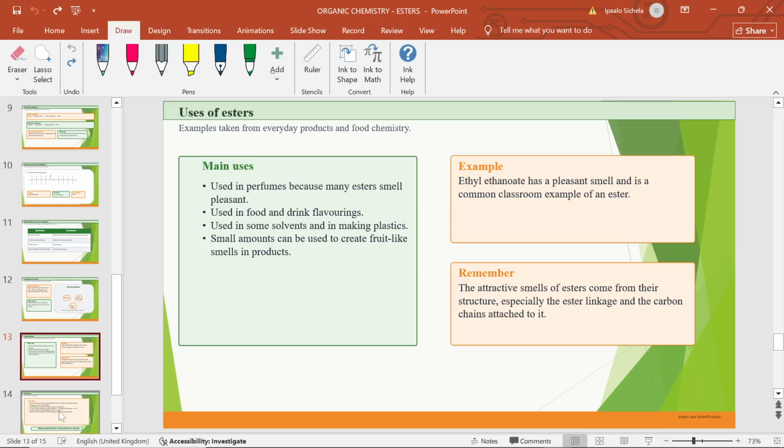So what are the main uses? This is just a repeat of what I just said. Used in perfumes because many esters smell pleasant. Used in food and drink flavorings. Used in some solvents and in making plastics. Small amounts can be used to create a fruit-like smell in products. Example: ethyl ethanoate has a pleasant smell and is a common classroom example of an ester. Remember, the attractive smells of esters come from their structure, especially the ester linkage and the carbon chains attached to it.